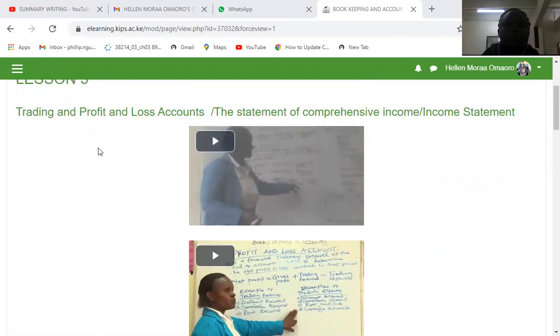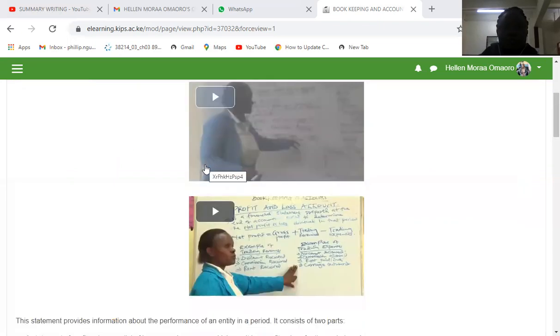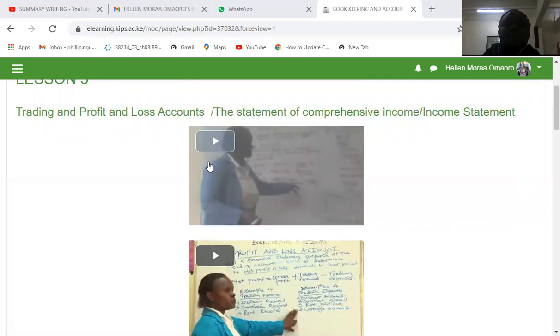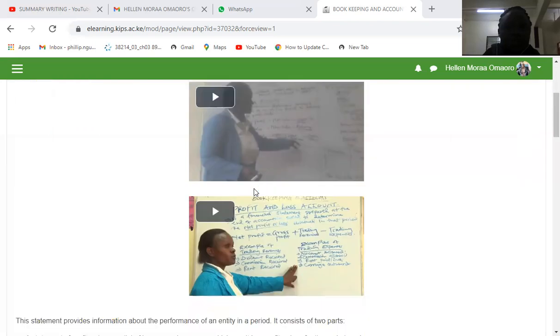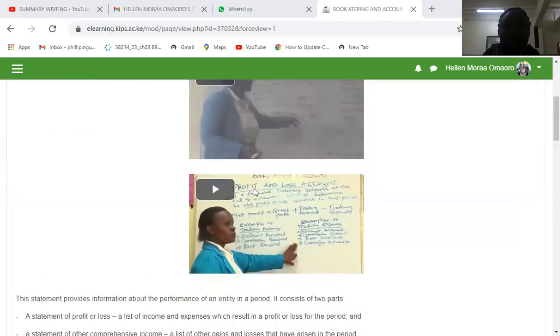So the trading profit and loss account is also called the income statement, or you can call it the statement of comprehensive income. So it comprises of two statements. The first part is the trading account, and the second part is the profit and loss account. Now let us start with the trading account.